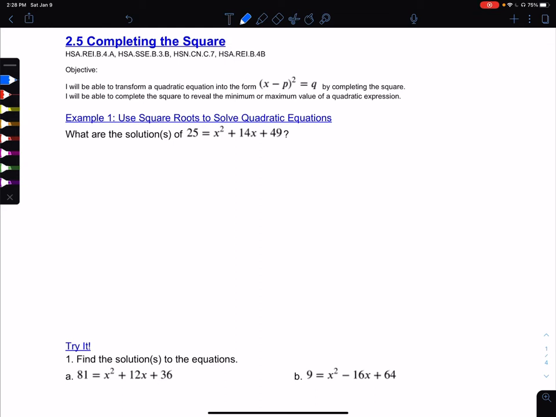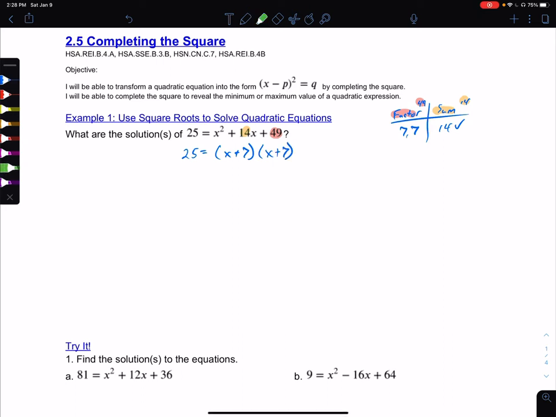So what are the solution or solutions of 25 equals x squared plus 14x plus 49? We're going to look at a factor chart, and I'm going to do this kind of quick because we've done that in the past. We're looking for factors of 49 that add up to 14. To save ourselves some time, I'm just going to write the solutions. 7 times 7 would be 49, and 7 plus 7 is 14. So we would have 25 is equal to, and this would factor into x plus 7 times x plus 7.